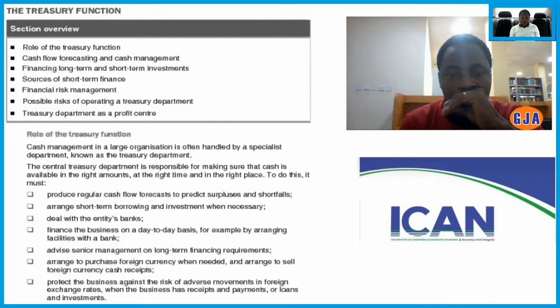Do we still remember our costing days? Yeah, we need to bring our cost experience to bear now when we are talking about a cost center, profit center. So let us quickly look at the role of a treasurer or the treasury function. The treasury function actually is a specialist function, and what they do in the department is to manage cash.